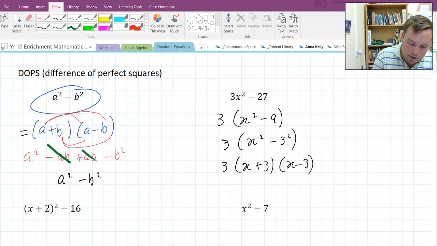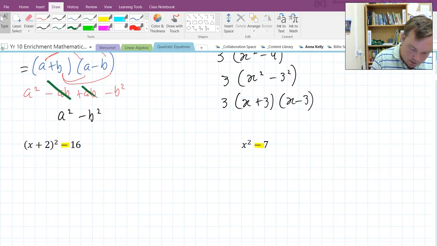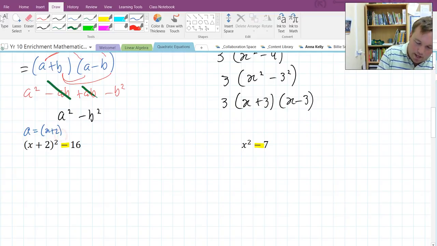Note, the dead giveaway, a common factor with all of these is they all have a subtraction between two terms. Look for the subtraction as a sort of hint that it might be DOPS. Alright, how else could DOPS appear? Could appear like this here on the bottom left. This 16 we can think of as 4 squared. So our a in this case is x plus 2, and our b is 4. We can think of that as a squared take b squared.